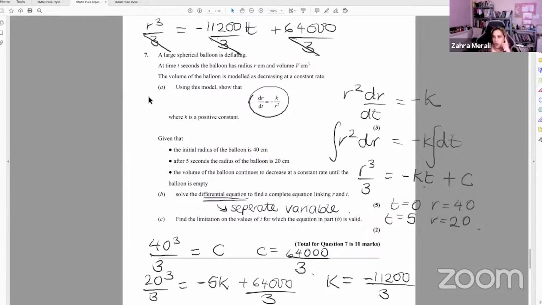Well, if I make the whole thing equal to 0, then we can't make the radius any smaller. So for example, if r equals 0, we can see that minus 1200t plus 64,000 equals 0. So t would equal 40 over 7. So any t after 40 over 7 would result in a negative radius, which doesn't make sense.